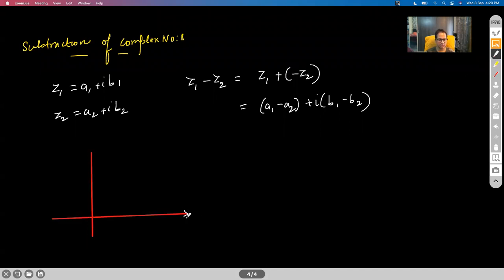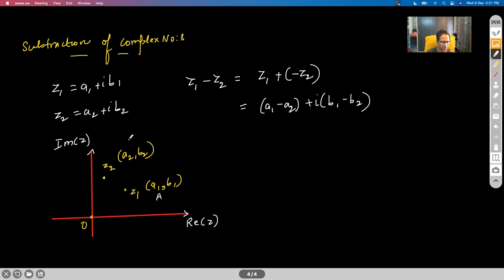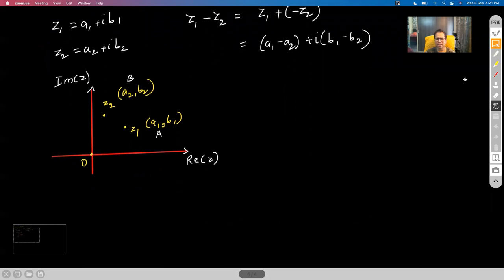Okay, so let's make our Argand diagram. Let us say this is my Z1, and let's say this is my Z2. Anyways, Z1, Z2. So this is your point A1 comma B1, and this is your point A2 comma B2. Let me name it. This is origin. This is point A. This is point B. Now, very, very simple question. Where do you think is minus Z2 located?